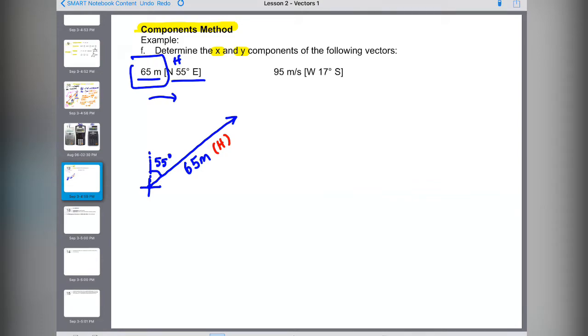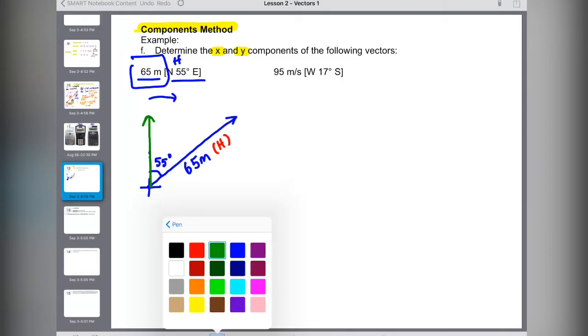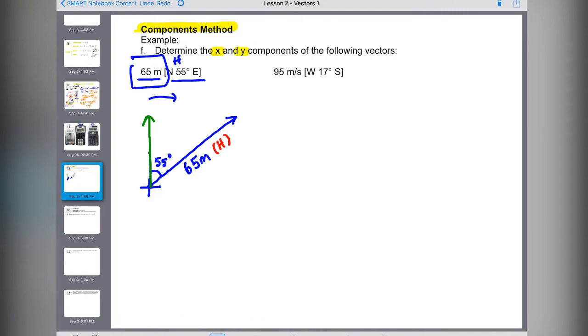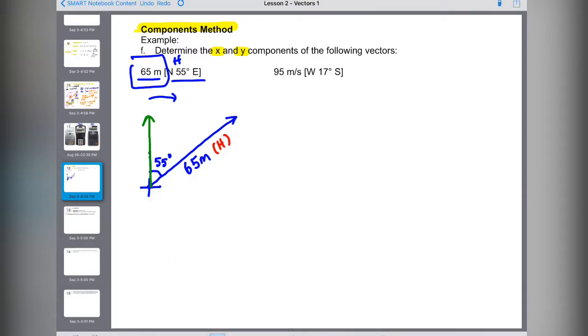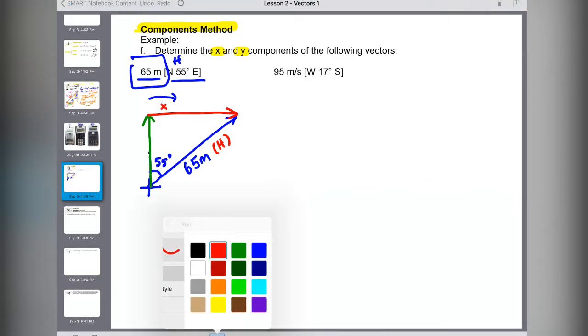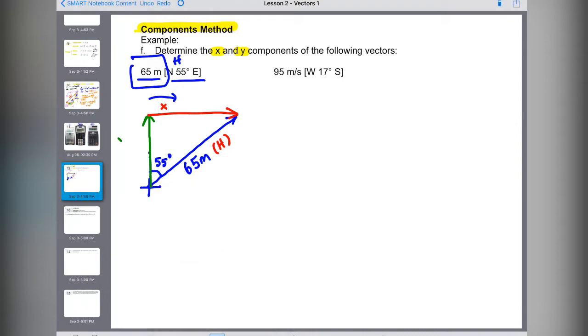See how angle 55 is here? So it makes sense to wrap it around. So this is your Y component. And this is your X component. Okay, this is your X. And this is your Y.